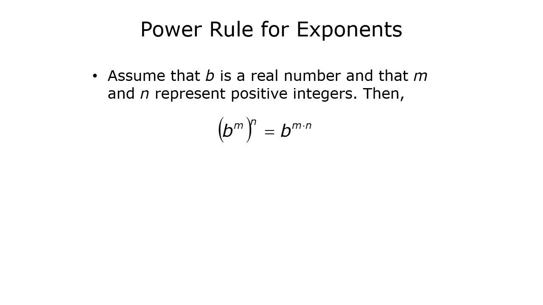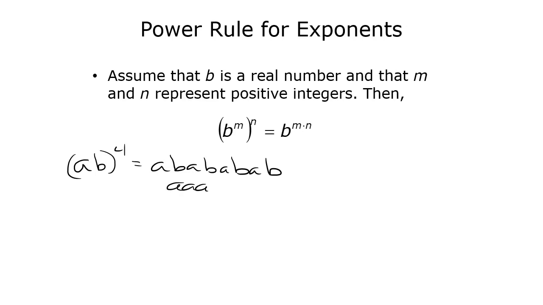So for instance, that first one where we have something like AB, let's just say to the fourth. Well, that's really AB times AB times AB times AB. But we know that we can multiply in any order. So we can rearrange these things and make it all four A's, all four B's, which of course is A to the fourth, B to the fourth. And that's why that rule matters.